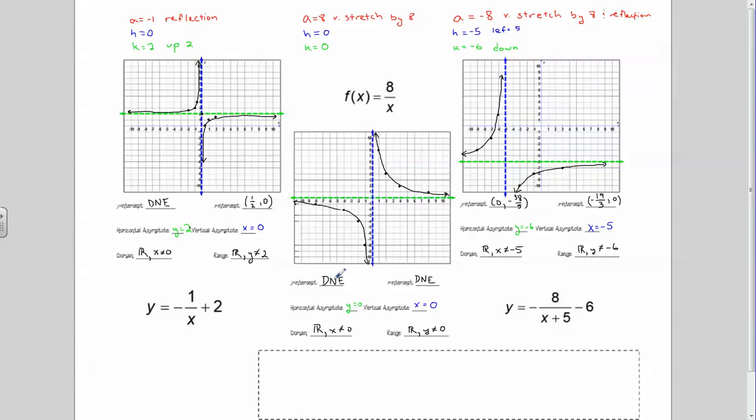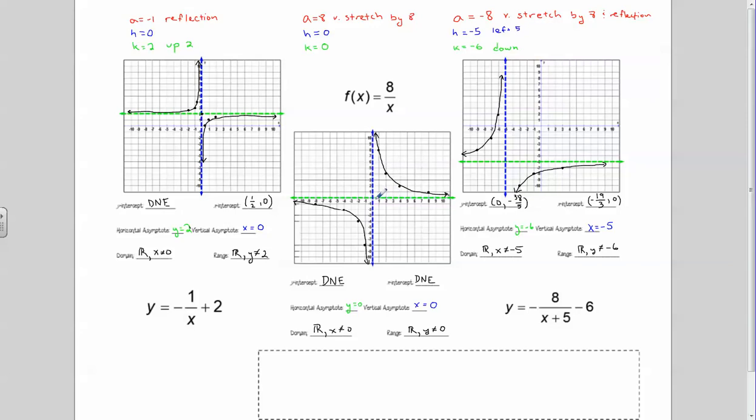We've got no y-intercept, no x-intercept. Our horizontal asymptote is y equals 0, our vertical is at x equals 0, and our domain has these excluded values of x cannot be 0 and y cannot be 0. So what changed? The main thing that changed is the shape of the graph.